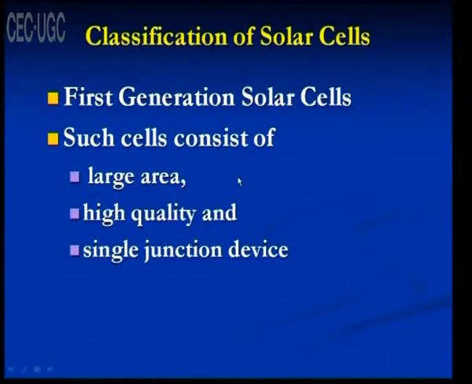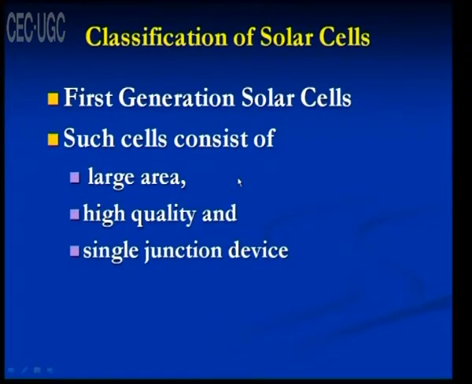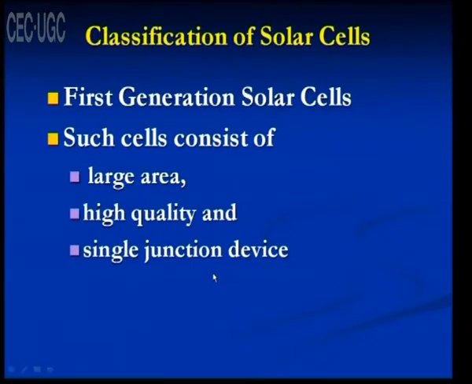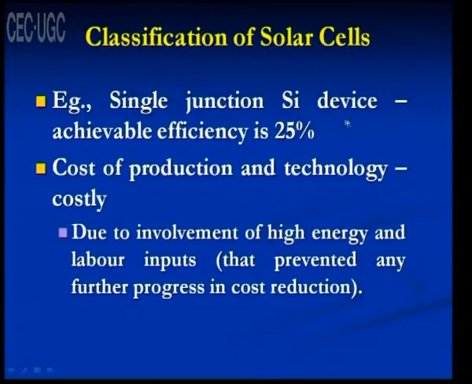First generation solar cells. Such cells which are developed in the first generation consist of large areas, number 1. They have high quality and single junction devices. So, they are termed as the first generation solar cells. Of course, they are costly also. The example for a first generation solar cell is the single junction silicon device. Achievable efficiency in such a silicon device is only up to 25%.